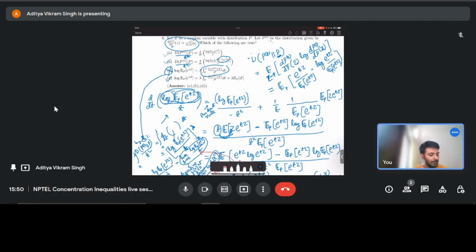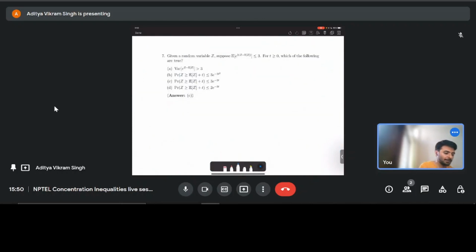All right. Now question number 7. Given a random variable z, suppose this happens. We'll do this from scratch, just so you recall what the Chernoff method is. So we want to compute this probability of z minus expected value of z greater than or equal to t.